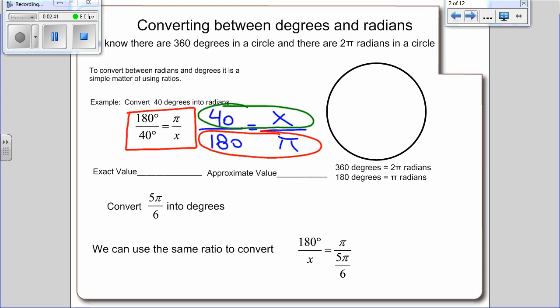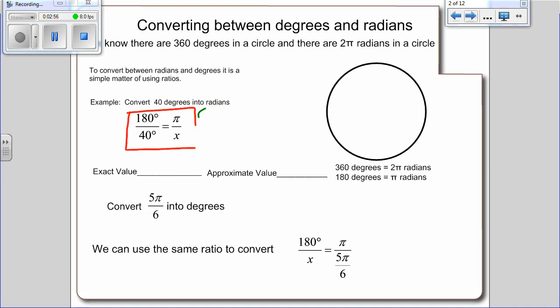So I use this formula. It's easier, so I like to put my converting and what I want on the top. I put the 180 and the pi on the bottom. So if I was to actually do this, if I wanted to convert 40 degrees, I go 40 over 180 equals some number of radians, x over pi. I need to get x by itself, so I times both sides by pi.